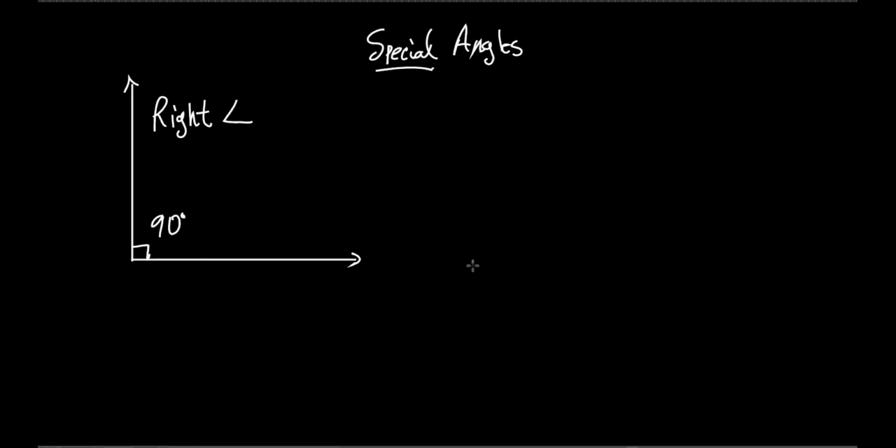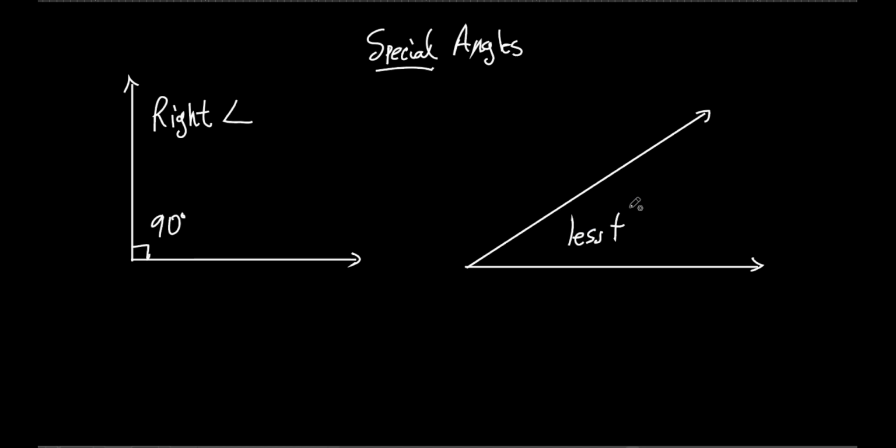What if we had one like this? Let me ask you a question. Is this more than 90 or less than 90? Right, because if you went this way, it's getting smaller and smaller, right? Getting closer and closer. All right, so that would be less. This is less than 90 degrees. I'm going to write that down. Less than 90 degrees.